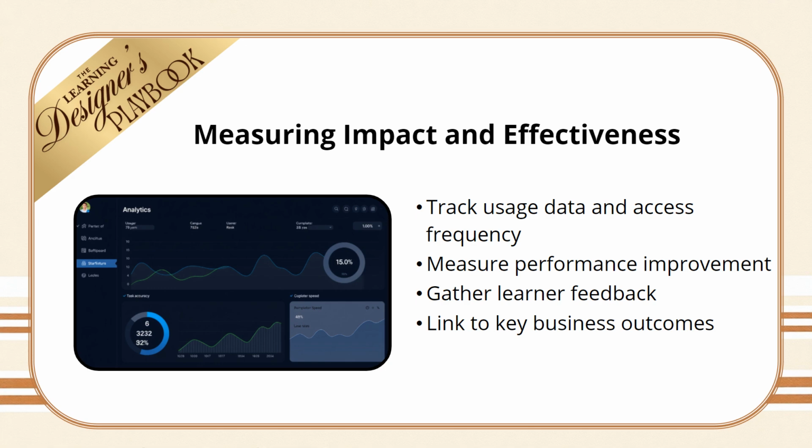Combining quantitative and qualitative data offers the most accurate insight. Link every measurement to a business outcome whenever possible. If the goal was reducing errors, track post-launch error rates. If the goal was increasing sales efficiency, compare before and after performance data. JIT learning should always lead to measurable change, even in small increments. Over time, this data validates your approach and informs refinements. Measuring effectiveness keeps learning initiatives agile, responsive, and results-driven.